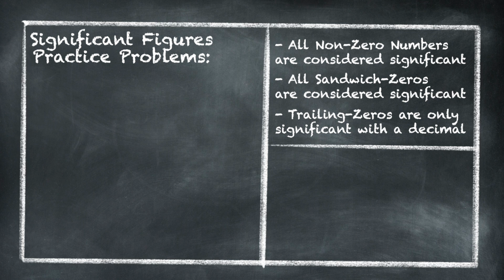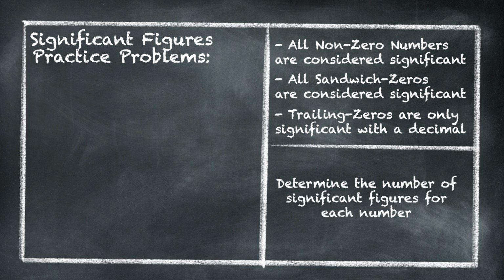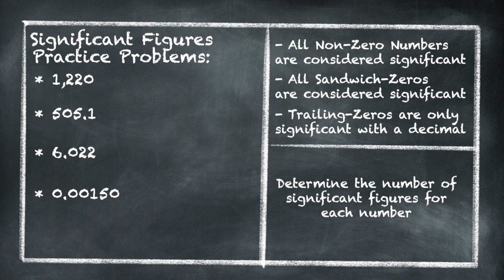Your instructions for these problems are to determine the number of significant figures in each number. Your numbers are 1,220, 505.1, 6.022, 0.00150, and 6.02000. Now, if you want to, you can pause the video and try these on your own. If not, then let's start working through them.